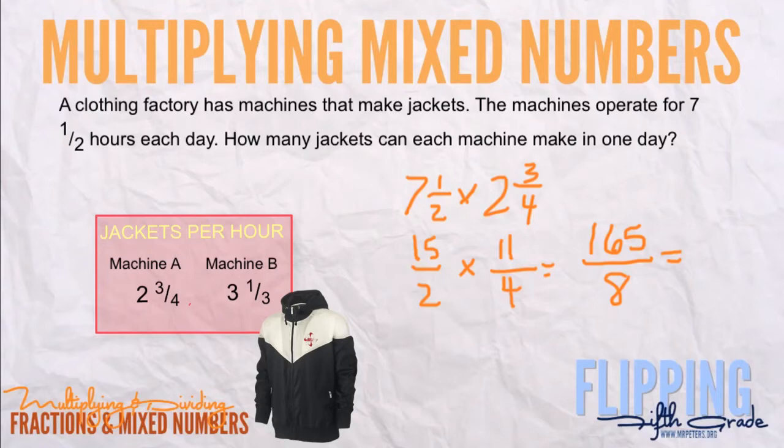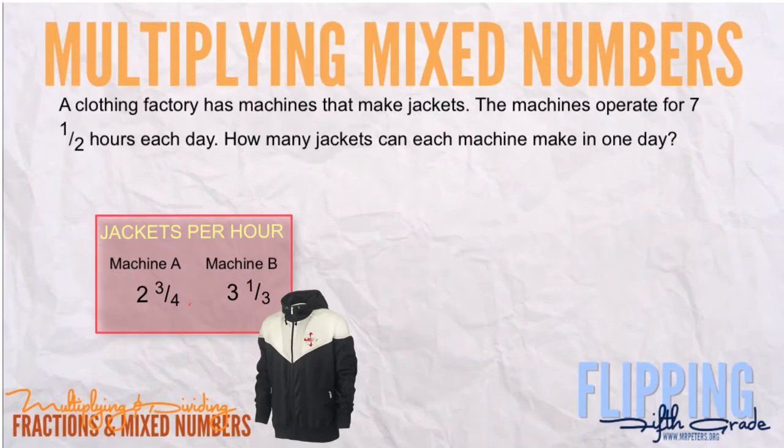This can sometimes be a little bit difficult, but remember, fractions are division. So 165 divided by 8. Okay, we know that 16 divided by 8 is 2. So 160 divided by 8 is 20. And we have 5 left over, so we have 20 and 5/8. Okay, that is just machine A. Let's do machine B now.